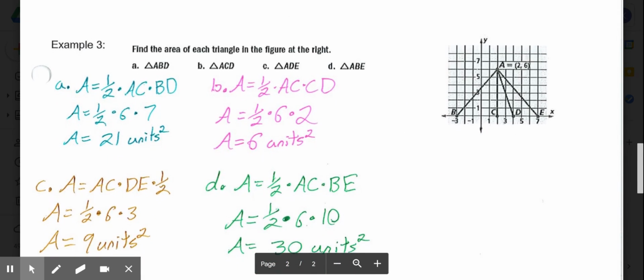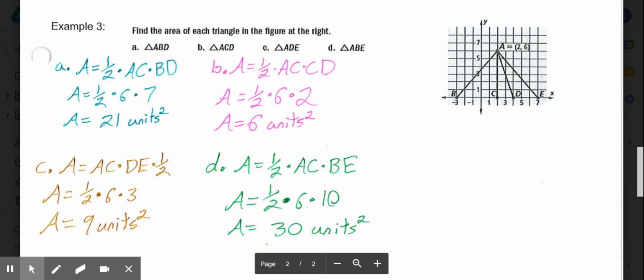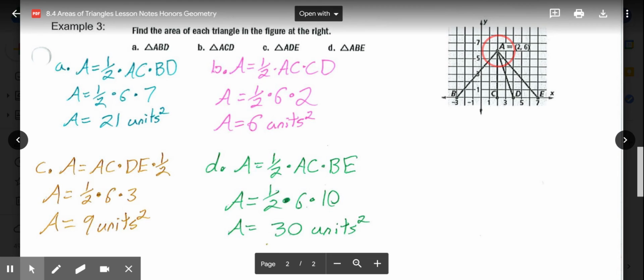Then looking at our final example for areas of triangle lesson, it asks us to find the area of each triangle in the figure at the right. So we have many triangles drawn on this coordinate plane. So we'll look at triangle ABD to start. So triangle A to B to D.